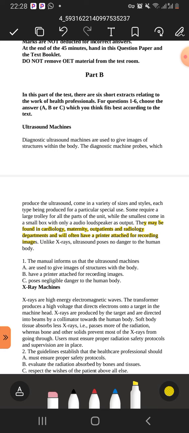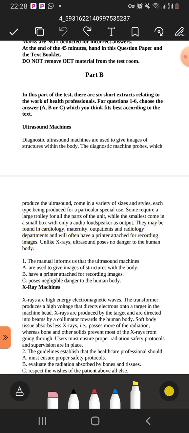So they may be found in cardiology, maternity, outpatient, and radiology departments, and will often have a printer attached for recording images. Now, option B says have a printer attached for recording what? For recording images. Here in option B, this can be found in the extract. So it looks like the answer, right? Yeah. But because we are eliminating, let's check option C.